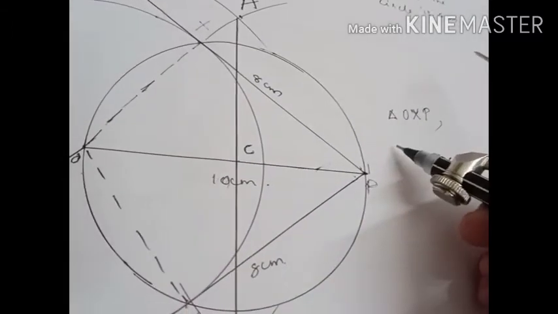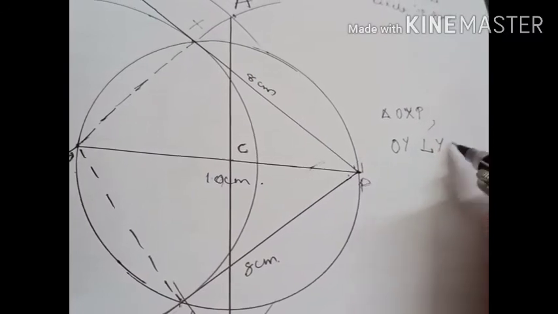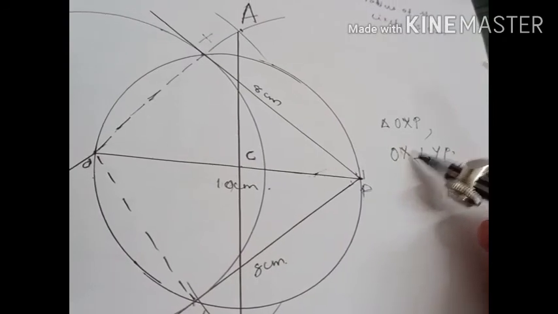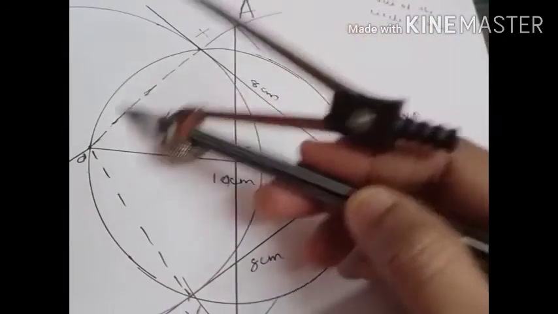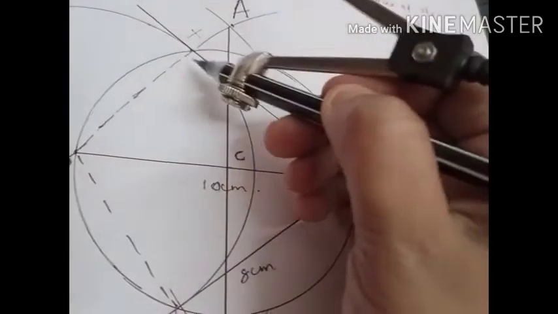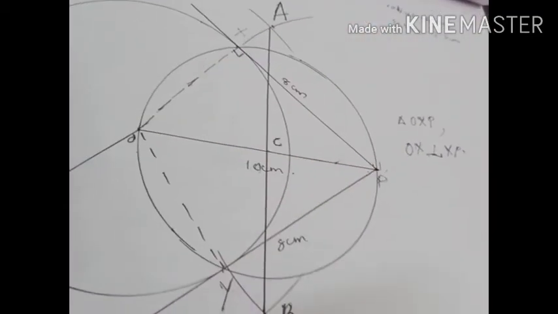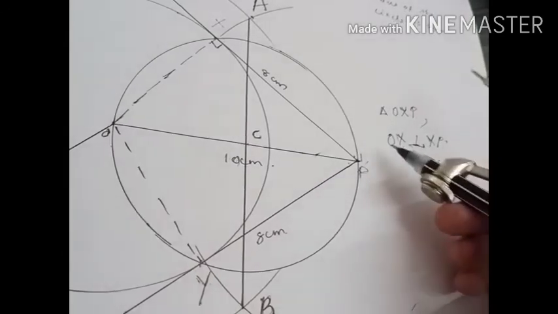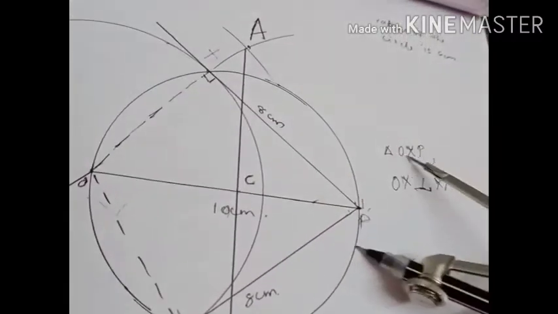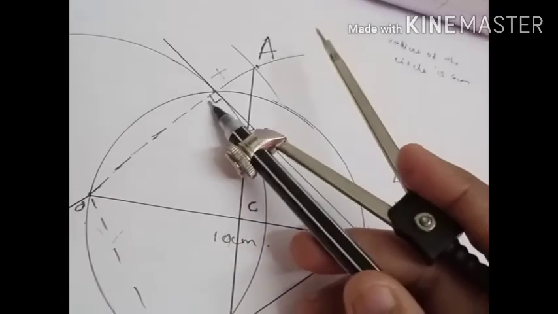Then here OX is perpendicular to XP. Why? That is by theorem 1. By theorem 1, the radius to the tangent is a right angle. Now we know that OXP is a right angled triangle. Triangle OXP is right angled at X.